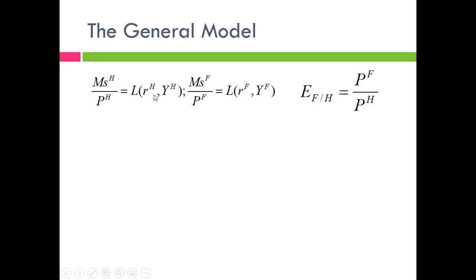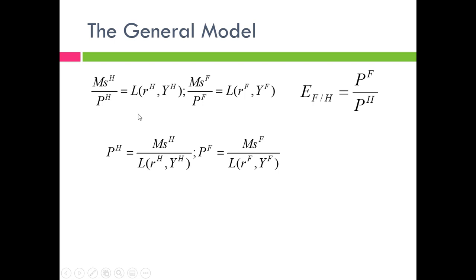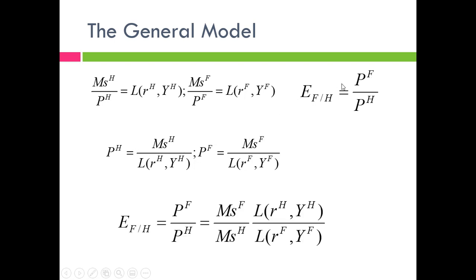So here we have the three. Notice that home and foreign prices are both here, and so we can use these to link them in. We're going to move it around algebraically. We're going to move L down and P up, and so the price of H is money supply over liquidity function, and then the price level at foreign is the same thing, money supply over liquidity function. All we did was rearrange this algebraically. Now we can plug these numbers, PH and PF, over here. When we do that, we get the exchange rate, foreign to home, is equal to the price level.